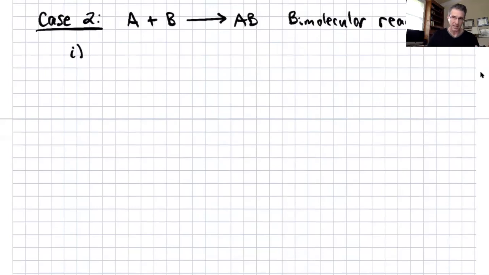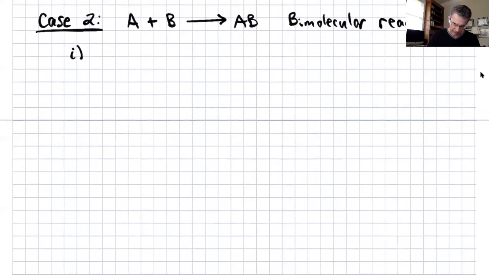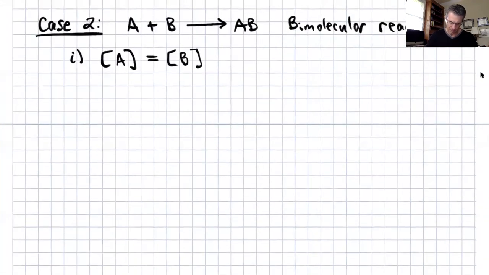The first case is easy, it's really easy, right? If the concentration of A exactly equals the concentration of B at the beginning of the reaction, then the solution to this bimolecular kinetic, or the rate law describing this process, is going to look just like the dimerization.